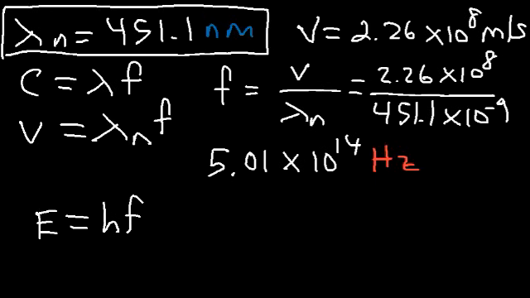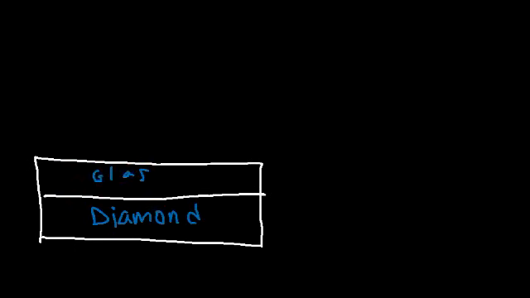So we're going to get the same answer as we did in the last example. So here's a question for you. Let's say you have two materials. Let's say this is diamond and this is glass. As light passes through diamond to glass, what's going to happen to the speed of light? Will it increase or decrease as it travels from diamond to glass? Think about it.